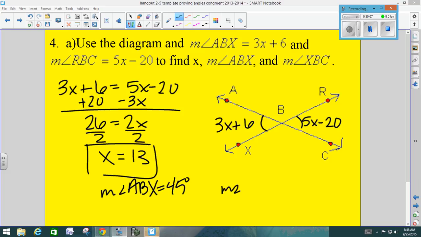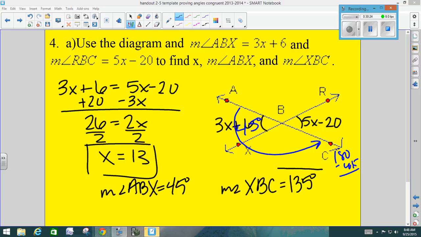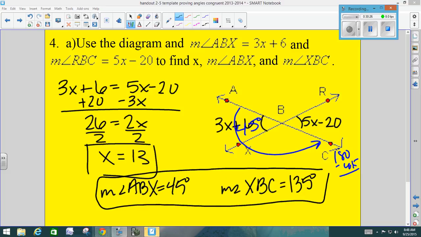How are we going to find that one? Yeah, subtract it from 180. I know that the one on the left is 45. 45 and the blank one form a straight line. What's 180 take away 45? 135? Thanks. Okay.